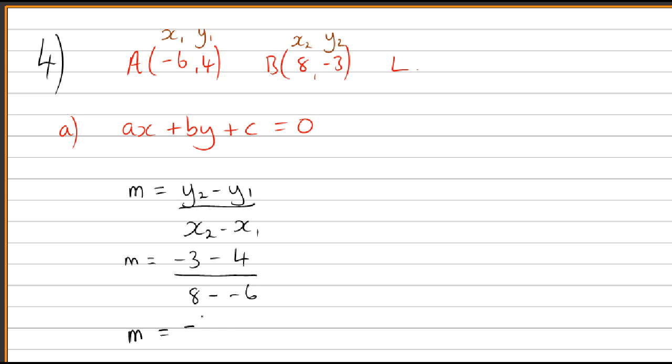So I have -7, because -3 minus 4 is -7, over 8 minus -6, which is 14, so the gradient is -7 over 14, which is -1/2.